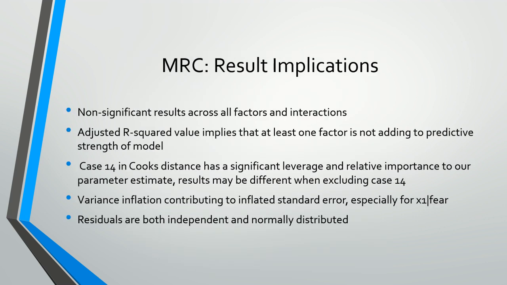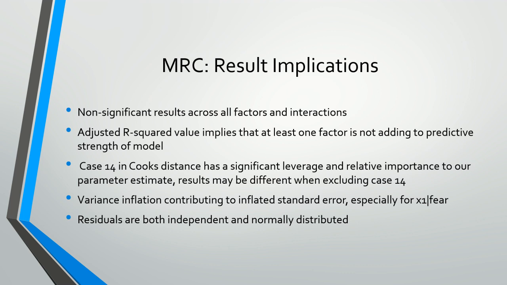So, in conclusion, for our regression analysis, our implications are as follows. We found no significant results across all factors and interactions. Like I said, I have no idea why I always pick the ones where there's nothing there. The adjusted R-square value implies that at least one factor is not adding to the predictive strength of the model.